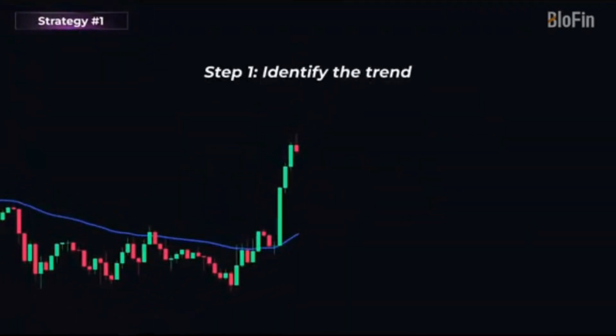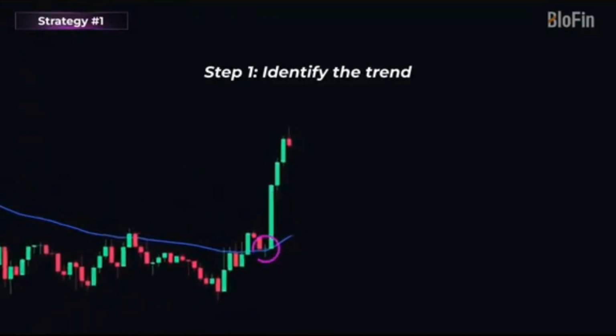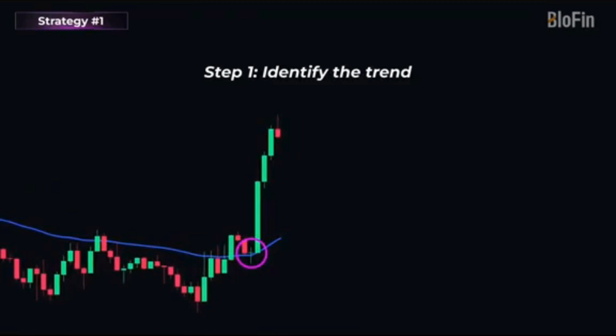Again, the first step is to identify the current trend. In this case, we can see that initially, price was in a downtrend, as shown by it staying below the 50 EMA. Then, price crosses above it, signaling a shift into an uptrend, which means we're now looking for a pullback to buy into this current uptrend.